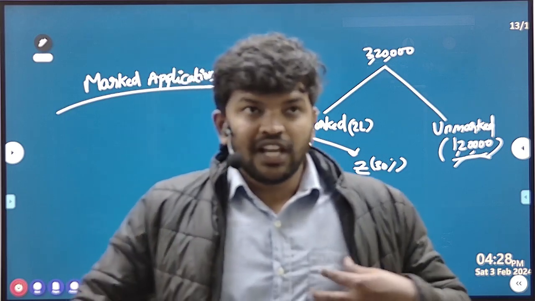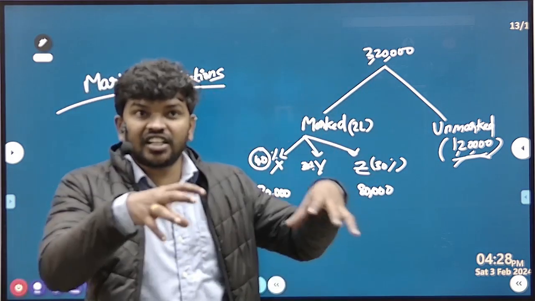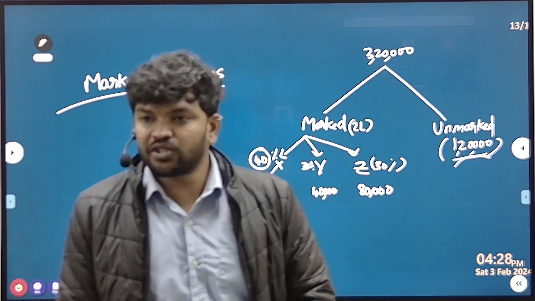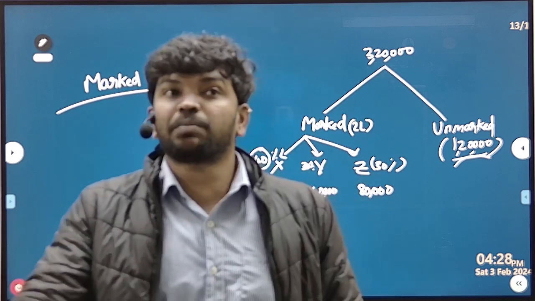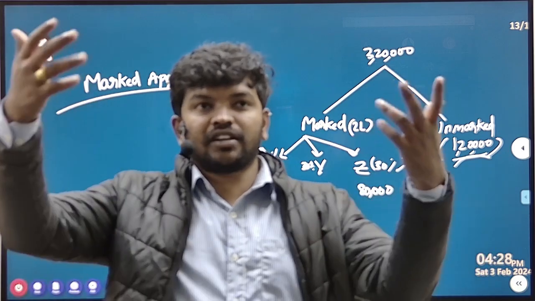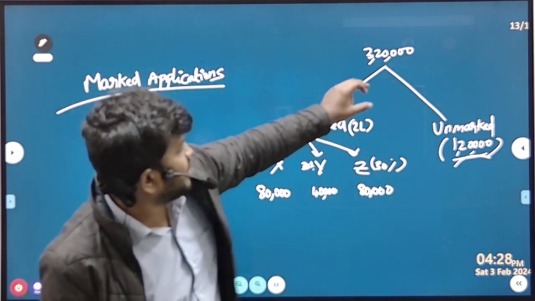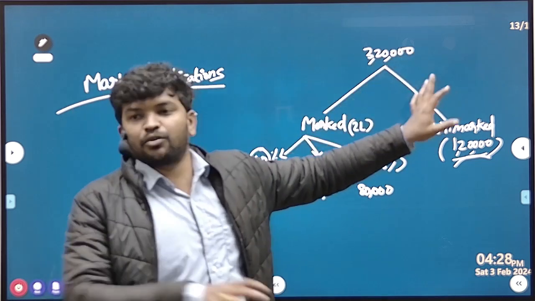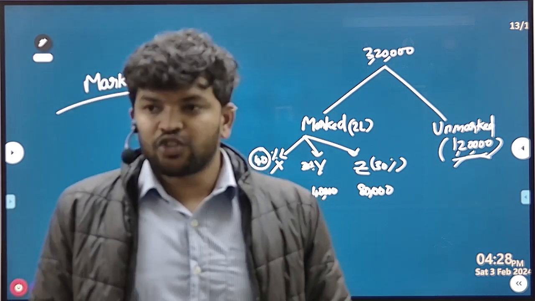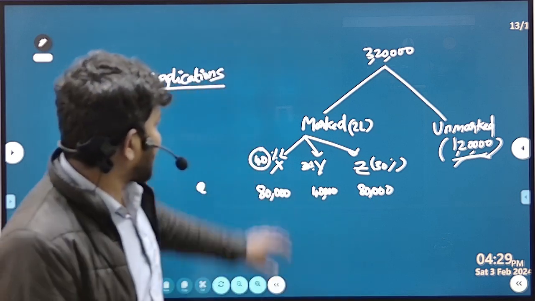Yes, very good. Because underwriting these shares is a difficult task. They have to invest a certain amount. Suppose face value is 10 rupees, 80,000 shares, so 8 lakh rupees they have to invest. Who knows, the share price may increase or decrease. Keeping this 8 lakh rupees investment in a new company, it might be a risky job. So they will influence the shareholders more. This is called marked applications.